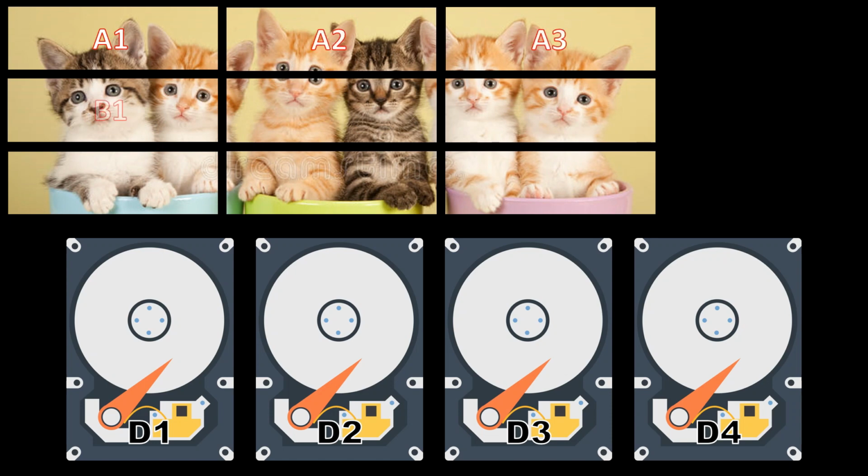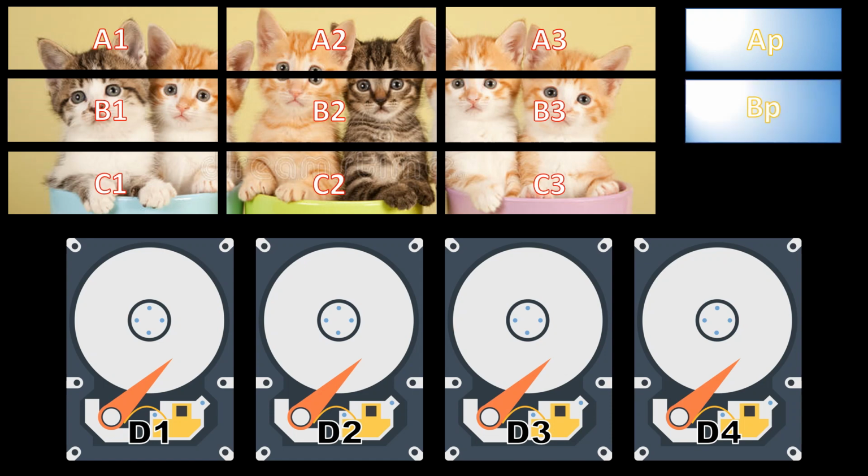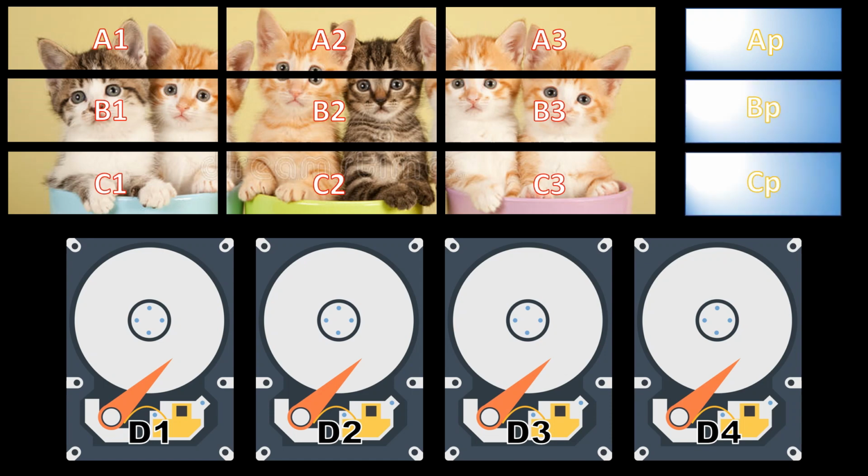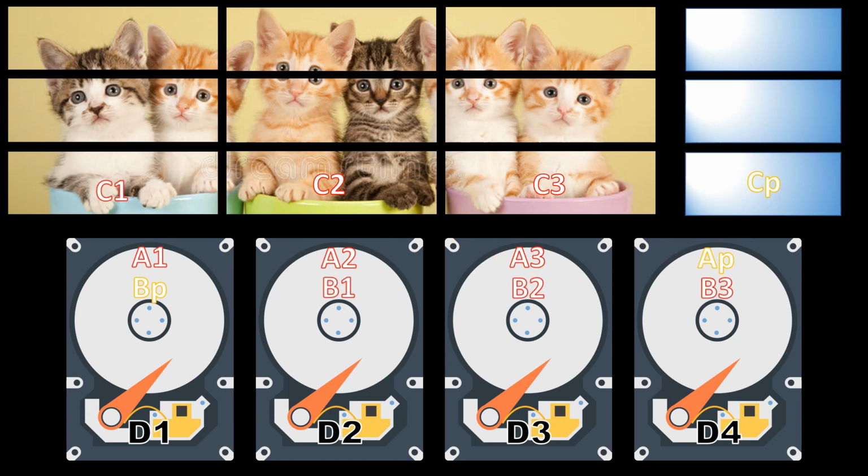A1, A2, A3, B1, B2, B3, C1, C2, C3, and so on and so forth. And then it calculates parity for each set of those chunks, in this case, we'll call them A sub P, B sub P, and C sub P. P stands for parity. Those chunks of data are then evenly distributed across the hard drives in your RAID array, along with the calculated parity bits, staggering parity across the drives. This kind of parity is calculated real time when the data is saved to the drives.